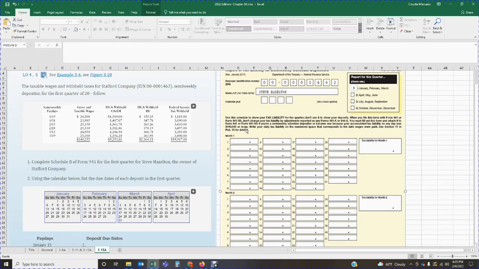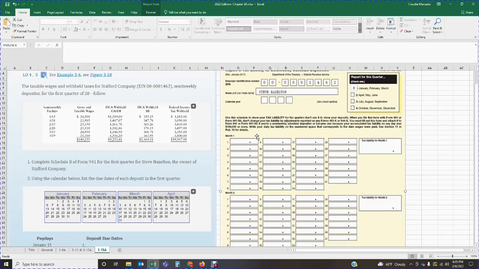So if you are not a semi-weekly depositor but you accumulated a tax liability of $100,000 or more on a specific day, you must complete the form. Write your daily tax liability on the numbered space that corresponds to the date the wages were paid. Okay, see section 11 in Publication 15 for details.